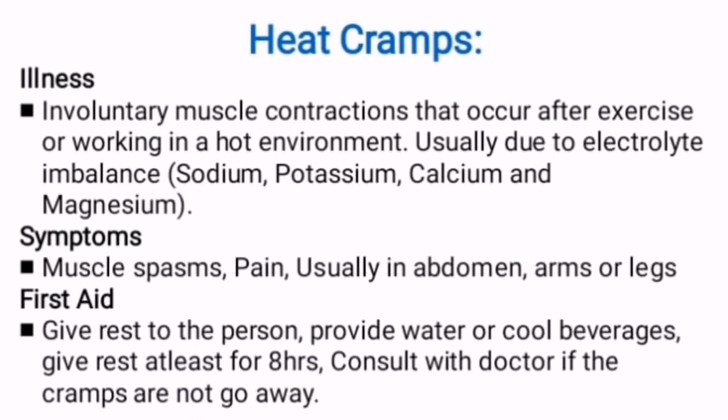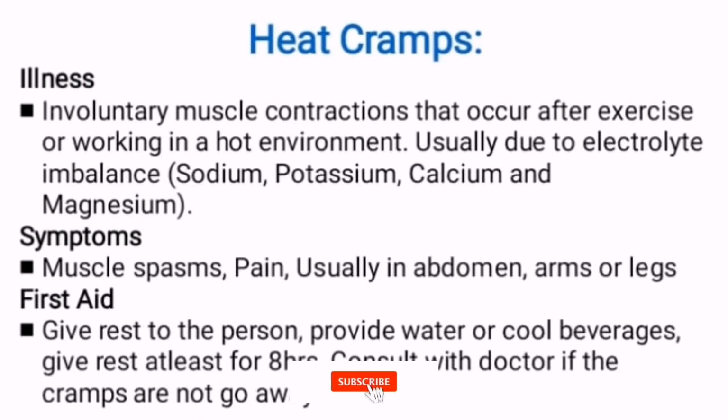Heat cramps are involuntary muscle contractions that occur after exercise or working in a hot environment, usually due to electrolyte imbalance. Meaning, when you are working in a hot atmosphere, you are sweating, which is not only water, it will contain some types of minerals, and they are taken out from your body, such as sodium, potassium, calcium, magnesium, etc. So what happens when the electrolyte imbalance occurs in your body? Then muscle cramps can occur in your body.